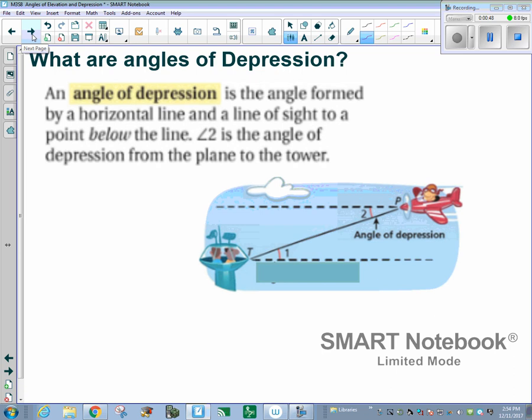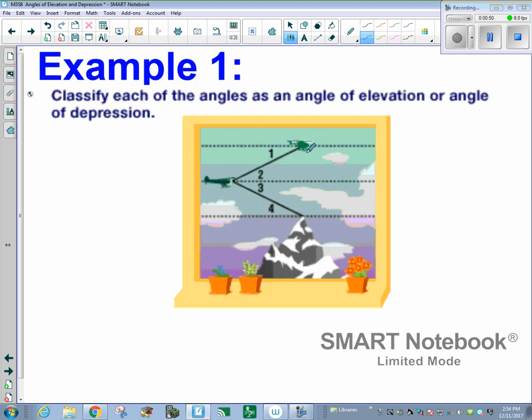So let's do an example here. First thing they want us to do is classify these. So let's talk about elevation first. If we're going to find angles of elevation, we're looking for horizontal lines and we're looking up. All right, so what angles represent angles of elevation? Well, from the mountaintop, I see that angle 4 is an angle of elevation because it's looking up to see the plane. And from the plane flying on the horizontal here to look up to see the helicopter, that would be angle 2.